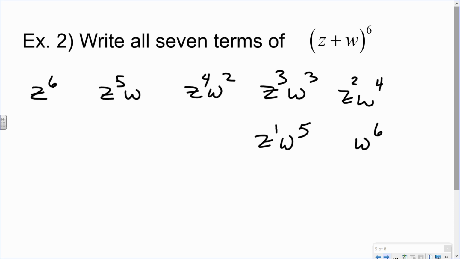I get all of them in there the way we needed them. I get my z's decreasing, my w's increasing. Do they all add up to 6 each time?